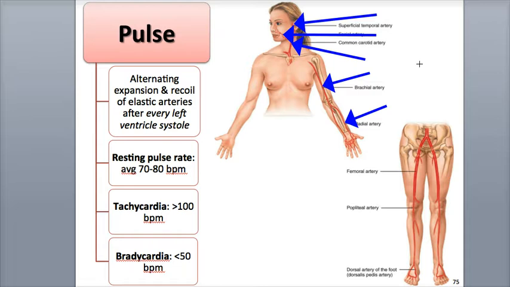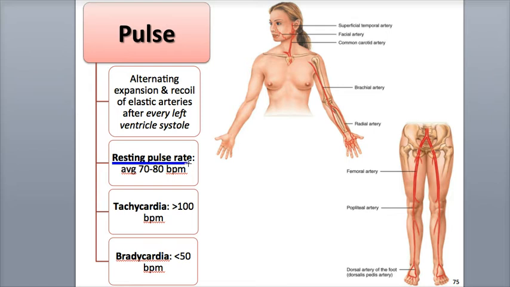In the lower body, the femoral artery of the thigh, the popliteal artery of the posterior knee, and the dorsalis pedis artery of the foot.